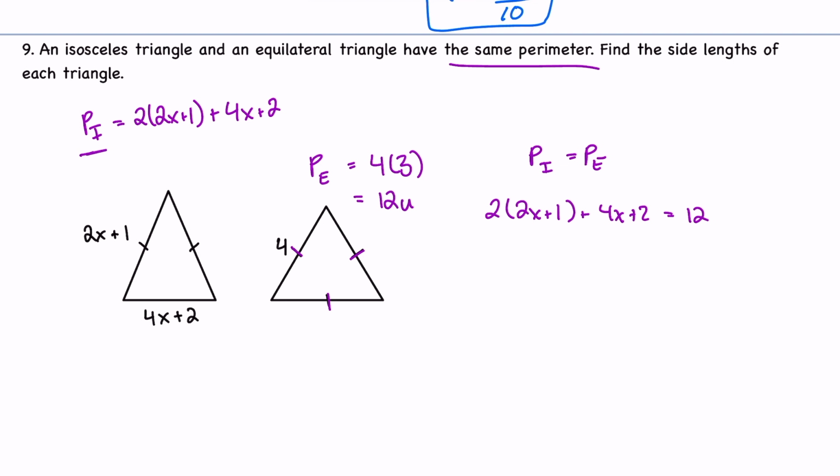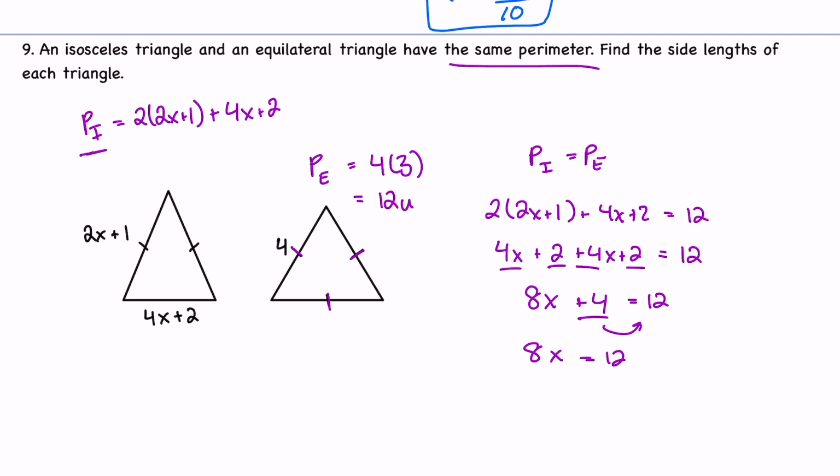So to solve this equation, we have 2 times 2x, which is going to give us 4x, and 2 times 1, which gives us 2. And then we're adding 4x plus 2, and all of this equals 12. So 4x plus 4x is going to give us 8x, and 2 plus 2 gives us 4, and that equals 12. So I'm going to move this 4 to the other side, so that gives us 8x equals 12 minus 4. So 8x is equal to 8, and dividing by 8 on both sides, we get x is equal to 1.